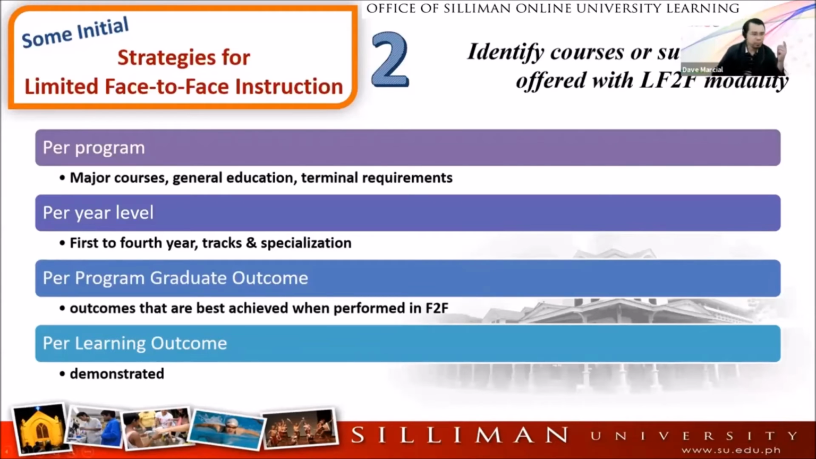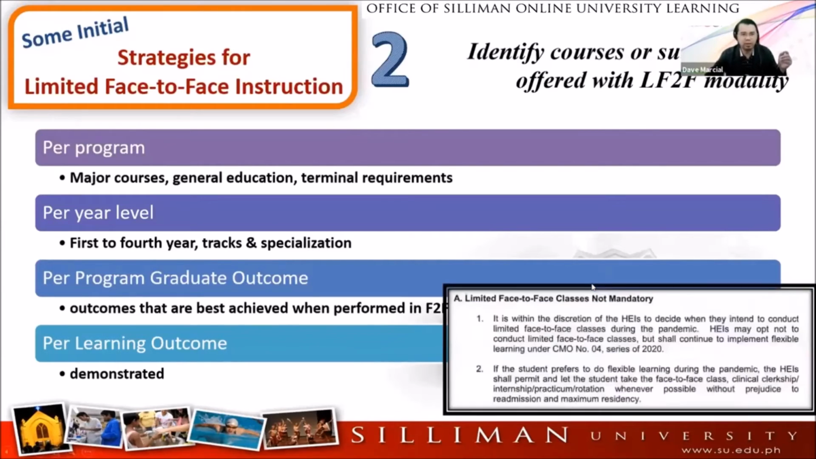Okay, and again, as I mentioned, you can actually group them. You can look at it per program, if the major course, or per year level, first year to fourth year. But you have to remember, in the per year level, the guideline stated that it is within the discretion of the HEIs to decide when they intend to conduct limited face-to-face, and HEIs may opt not to conduct limited face-to-face. If the student prefers flexible learning during the pandemic, the HEI shall permit the student to take the face-to-face class, and so on and so forth.